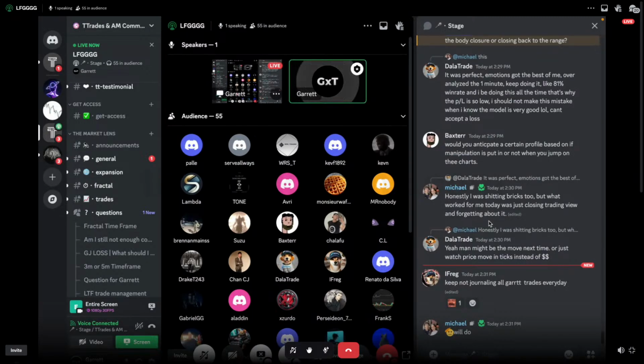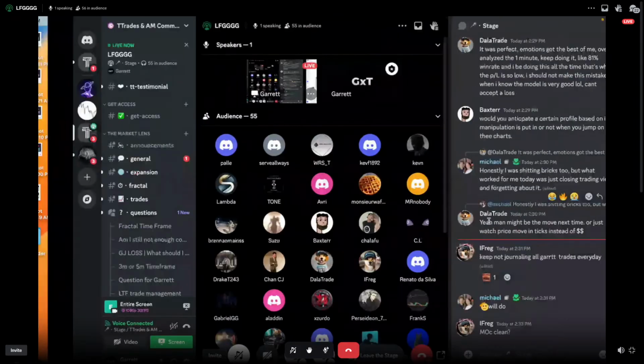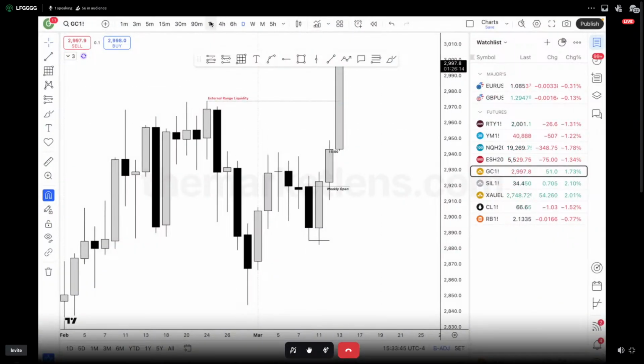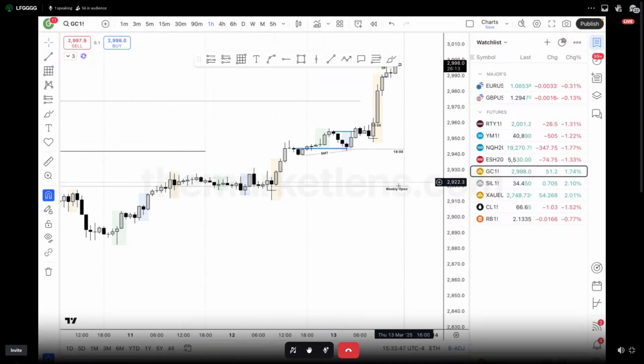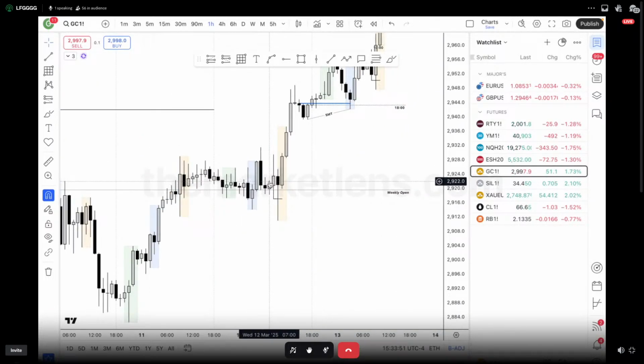Would you anticipate a certain profile based on if manipulation is put in or not when you jump? Yeah, exactly. So when I jump into the charts, that's what I'm looking for. Can I trade away from a relevant level? If I can't, then I look for the current session that I'm trading within to create that manipulation of the day. So I'll try to find an example of that. It's kind of like today, actually. Or even like here.